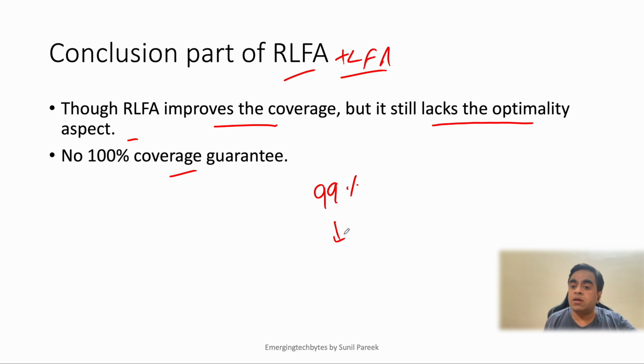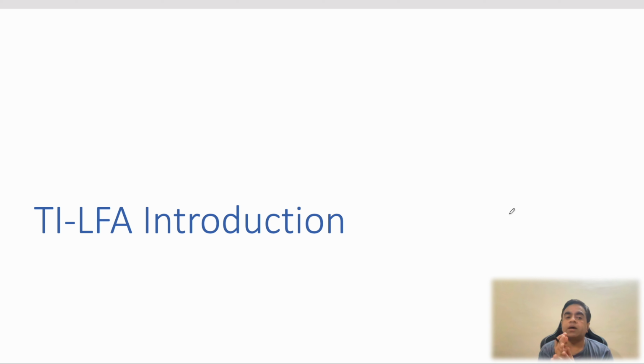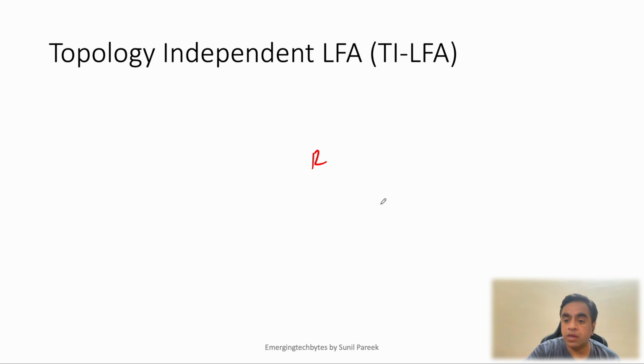And to have that, TI-LFA was proposed. We will also see why this 100% coverage was not possible with RLFA, and how TI-LFA provided that 100% coverage. So with that, let's look at the introduction of topology independent loop free alternate. This is a concept in segment routing, and you need to have segment routing enabled.